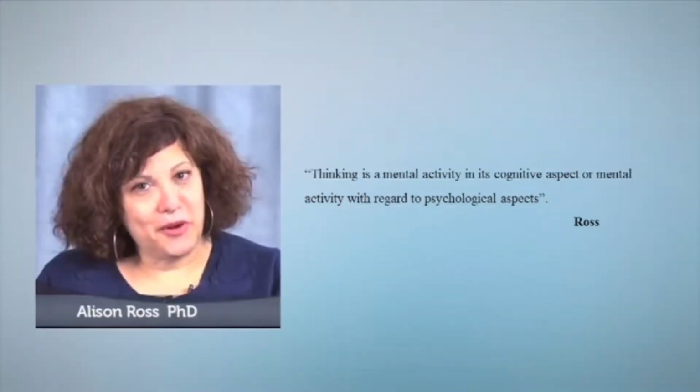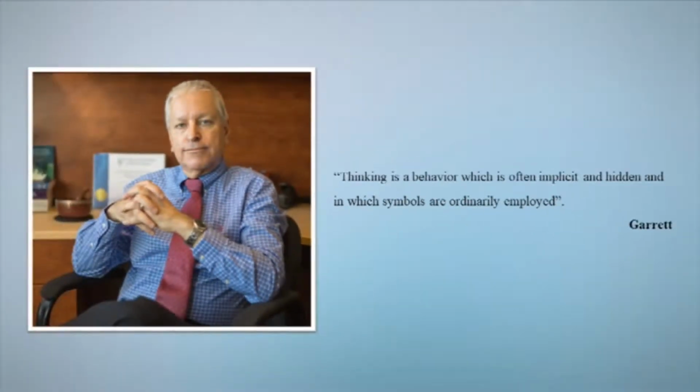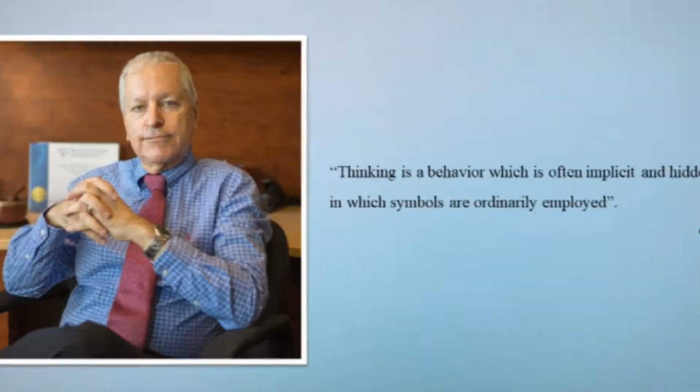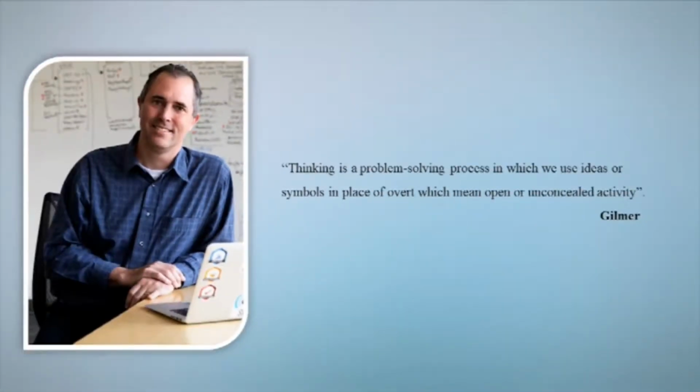Let us consider a few definitions given by psychologists. According to Ross, thinking is a mental activity in its cognitive aspect, or mental activity with regard to psychological aspects. According to Garrett, thinking is a behavior which is often implicit and hidden and in which symbols are ordinarily employed. According to Gilmer, thinking is a problem-solving process in which we use ideas or symbols in place of overt, which means open or unconcealed, activity.